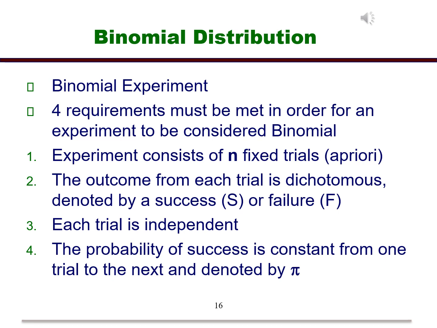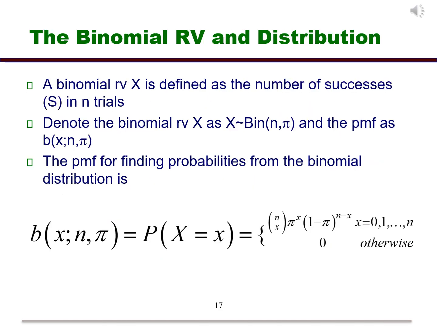Let's look at the binomial distribution. The random variable X is defined as the number of successes in n trials. The parameters for this distribution are n and pi. The PMF for this distribution is given on the slide. The first piece is the number of ways that x objects can be chosen from n possible objects. The second piece is the probability of a success raised to the power the number of successes. The third piece is the probability of a failure raised to the power the number of failures. Notice that x can take on integer values from 0 to n.